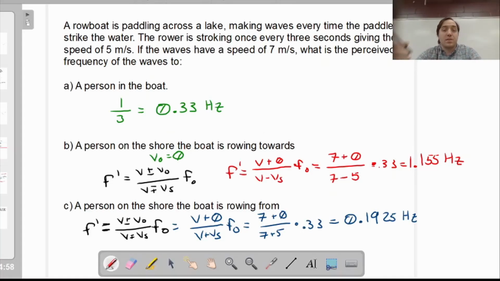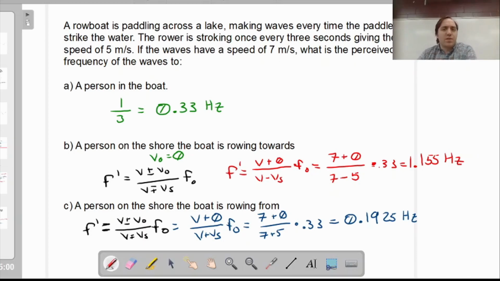Okay, let's take a look at this math. I started with the Doppler equation right here. I said my initial velocity for the observer is 0. I use the plus sign because it's on the bottom, away. 7 plus 0 over 7 plus 5 times 0.33 gives me 0.1925 hertz. The frequency of the observer is much smaller on the shore the boat's leaving from due to the waves being spread out by the velocity of the boat.